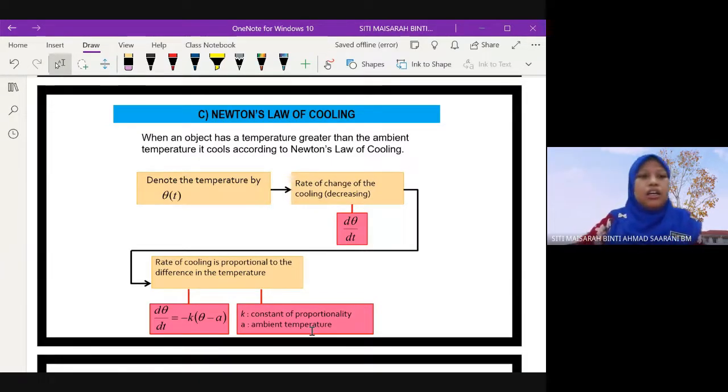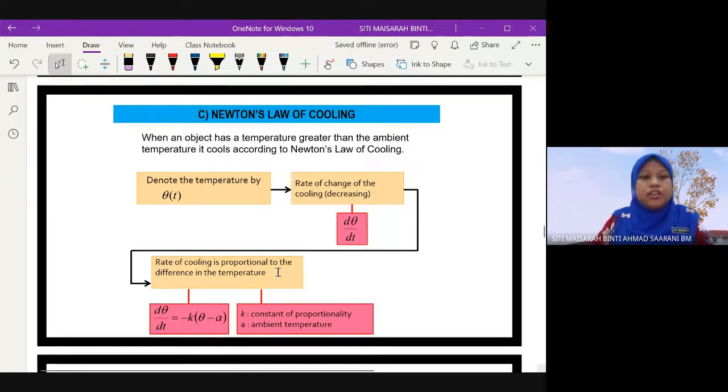Okay. Kenapa dia negatif, decreasing? Okay. Kalau tengok kat sini, dia Newton's law of cooling kan. Dia nak cooling daripada suhu 37 katakan. Dia makin lama makin sejuk lah kan. Kalau sejuk maksudnya suhu dia makin berkurang. So that's why dia decreasing.